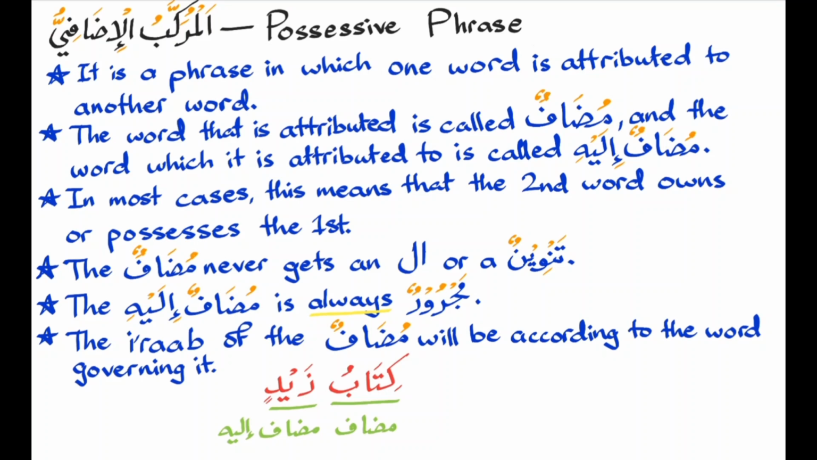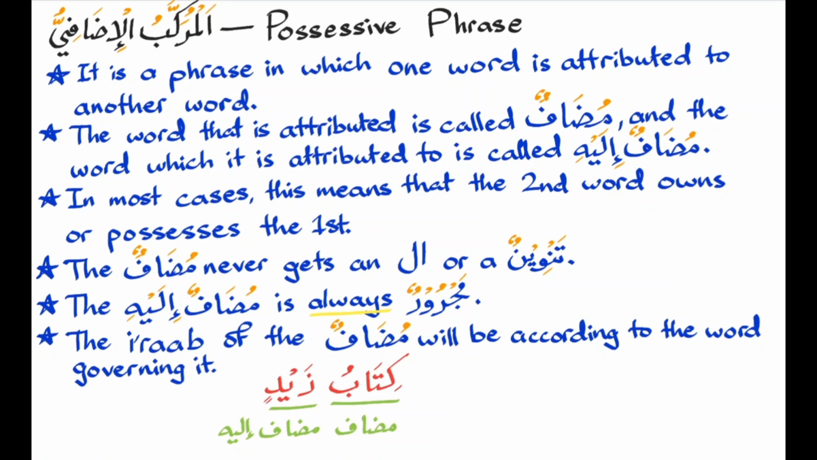And as you can see, this is a possessive phrase because it shows that Zayd is the one who owns the kitab. It shows that the mudaf is being owned by the mudaf ilayh. That's how it normally is. And one more thing to note here is that the mudaf never gets an alif lam or a tanween. So you can never ever say al-kitabu Zaydin. Neither can you say kitabun Zaydin.